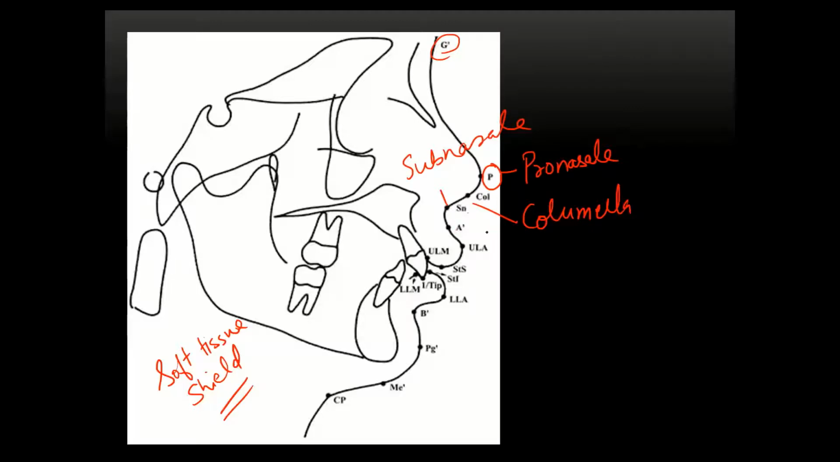Then A dash is soft tissue A point. ULA is upper lip anterior point. Stomion superioris, stomion inferioris. Now stomion has been asked in exams. Stomion is mouth. So stomion superioris is on the upper lip and stomion inferioris on the lower lip. Okay, these are the main points to remember.